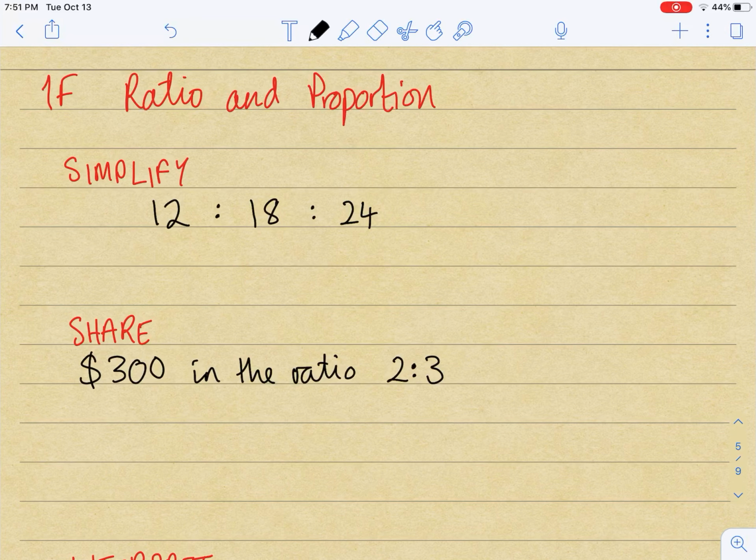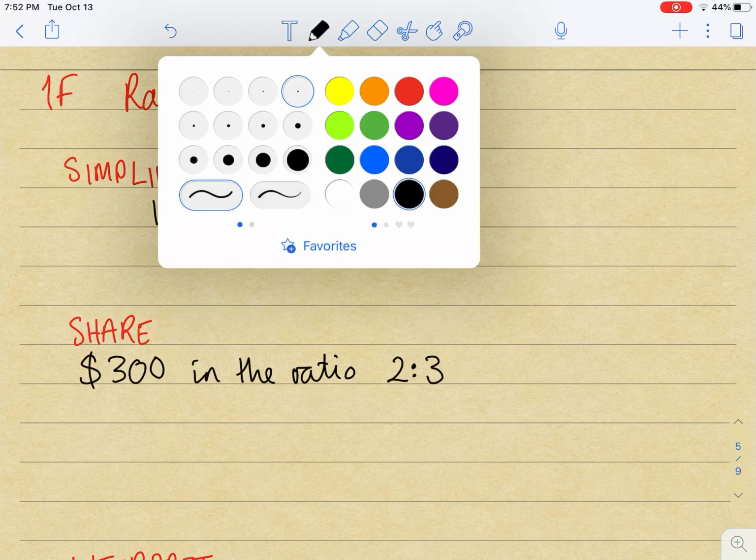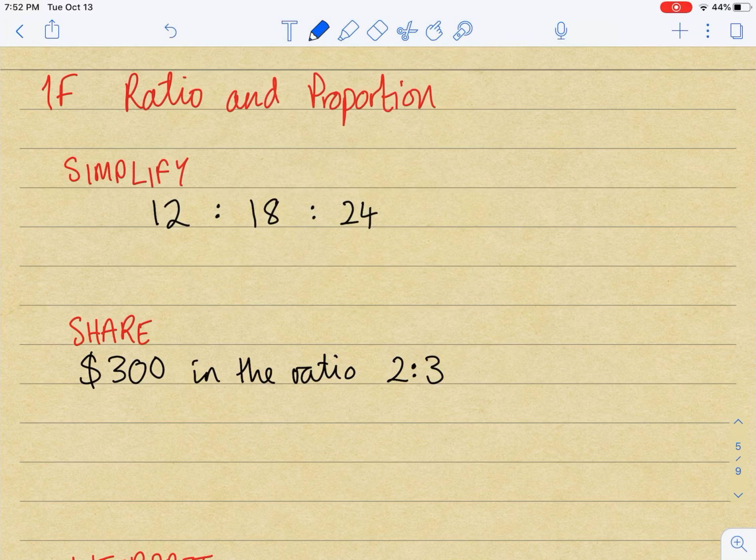Okay, going to cover the last few topics in the number stuff. So, ratio and proportion. Something we might be asked to do with a ratio. Now, ratios compare parts. We might be asked to simplify a ratio.